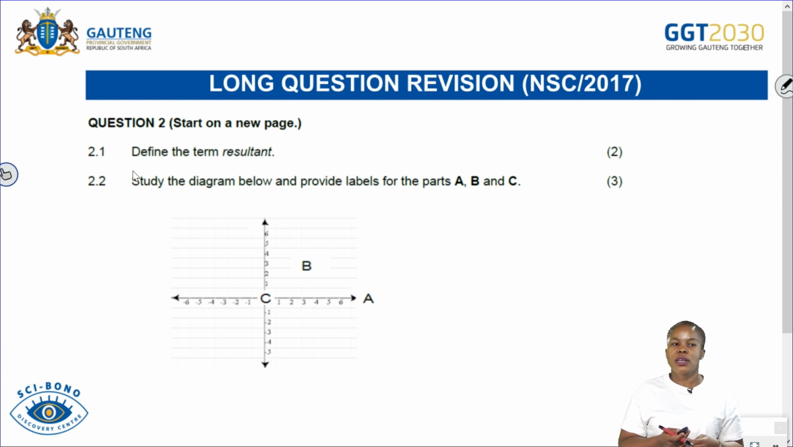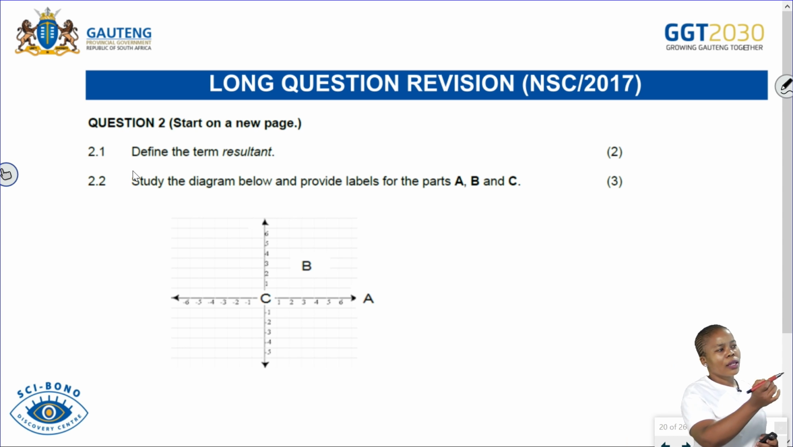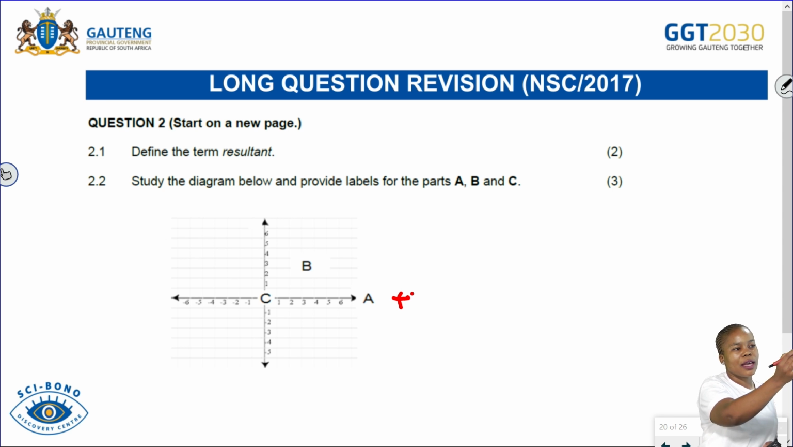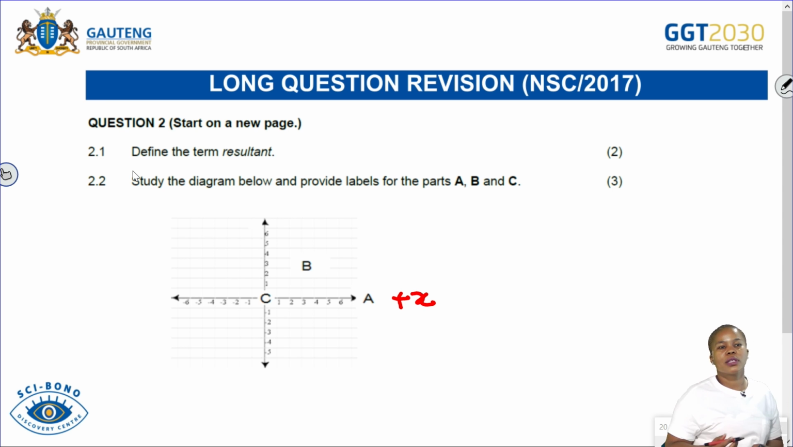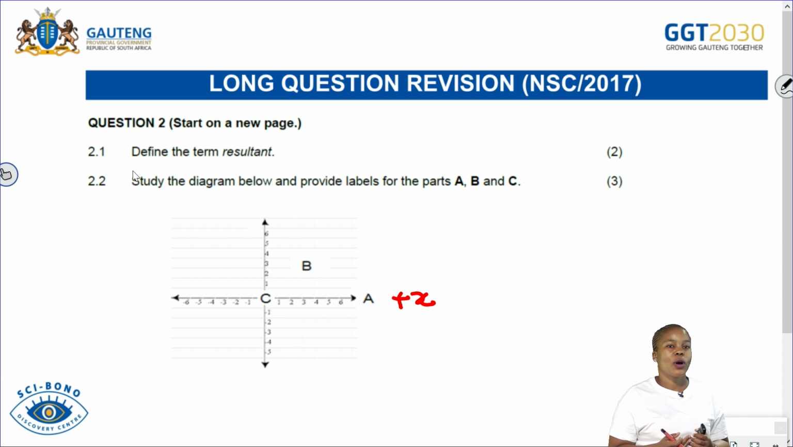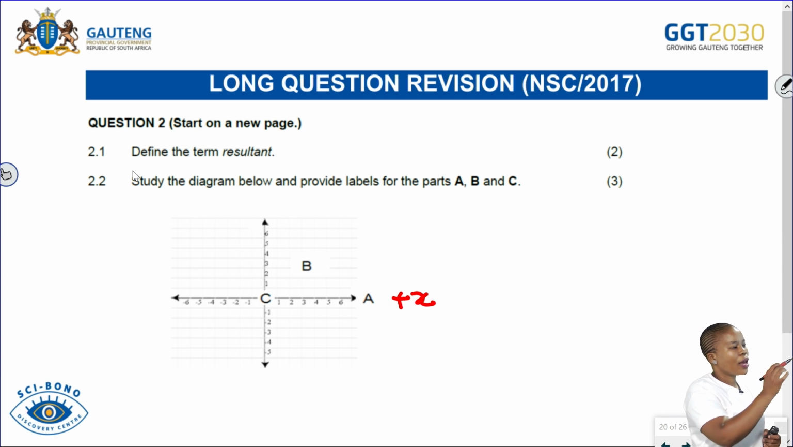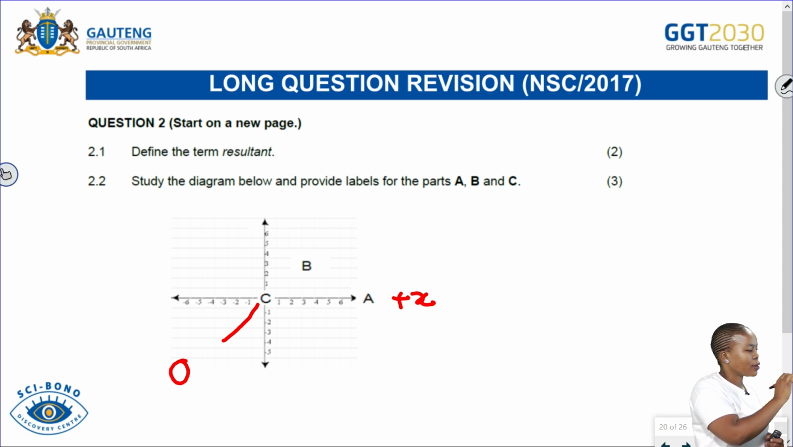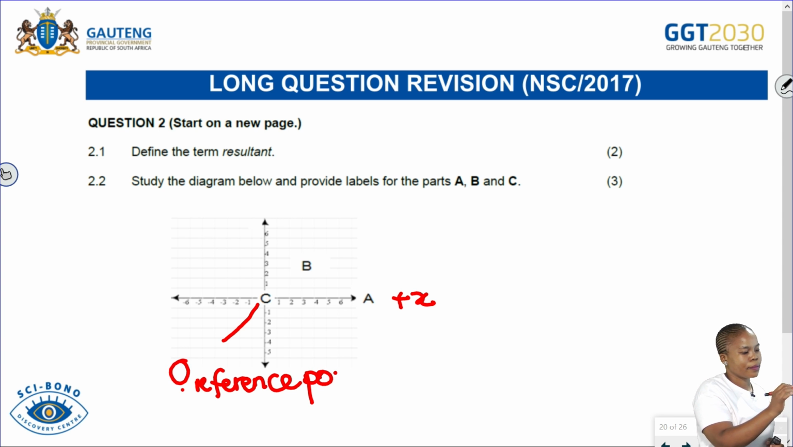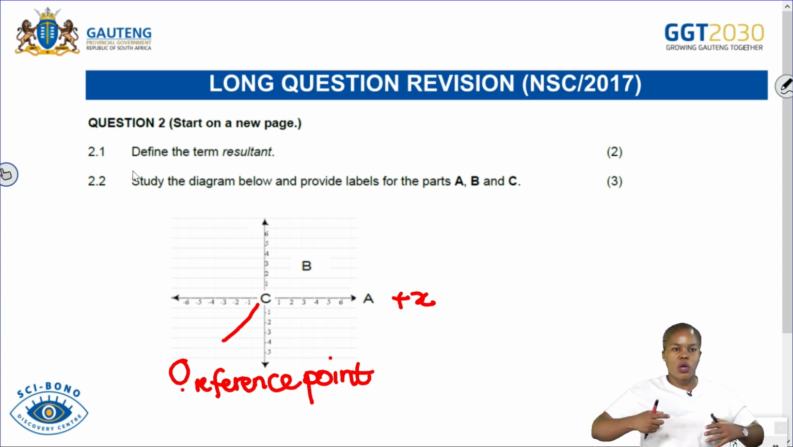And then 2.2, study the diagram below and provide the labels for part A, part B, and part C. Okay, so part A, this is your positive x. This is the positive X part of your Cartesian coordinate system. And then your x is your reference point, your reference point in the Cartesian plane, because all the vectors will emerge from it.